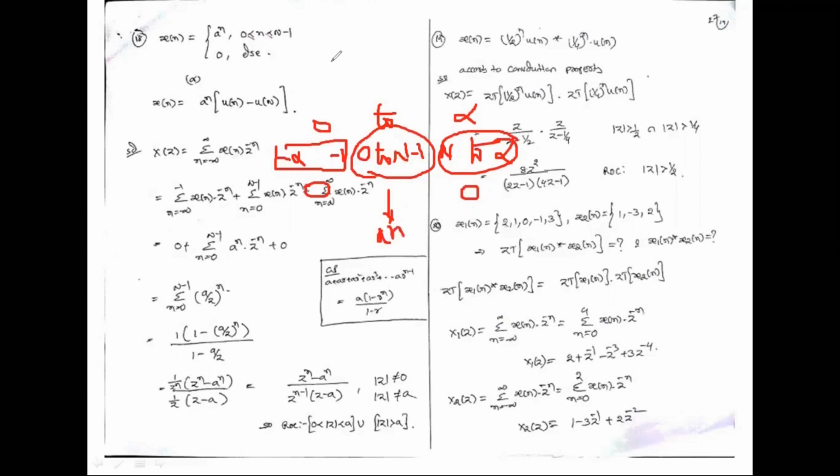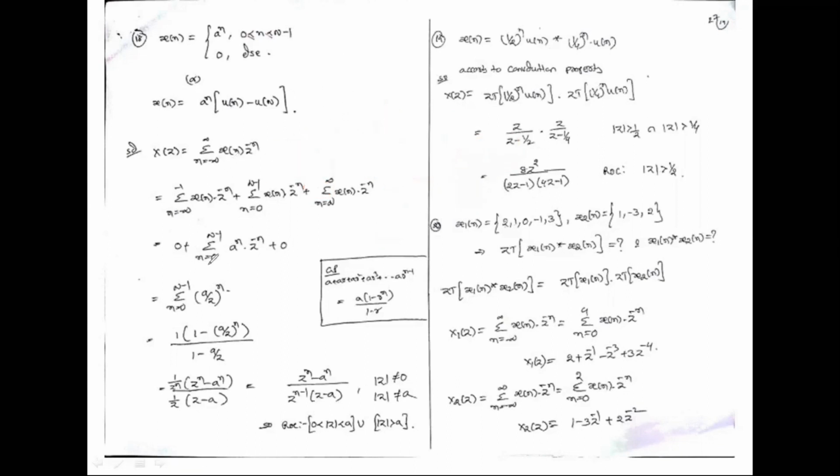Substitute that. The sum for n equal to 0 to n minus 1 of a^n z^(-n); both the other terms are 0 here, this term and this term. So the sum for n equal to 0 to n minus 1 of (a by z) whole power n, because it is z power minus n, that is (a by z) whole power n.